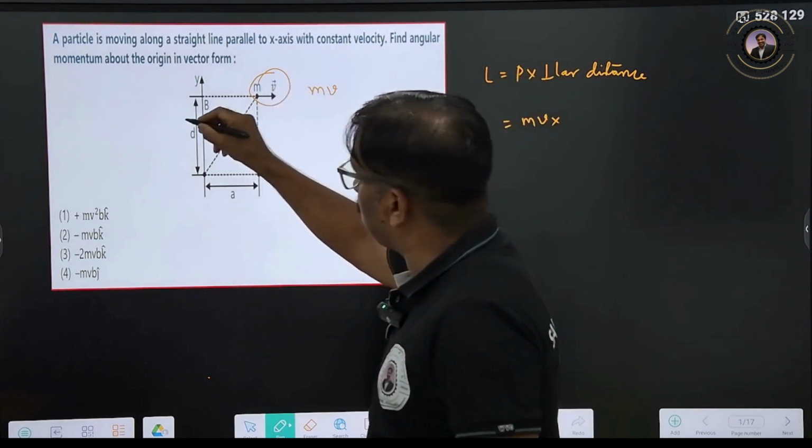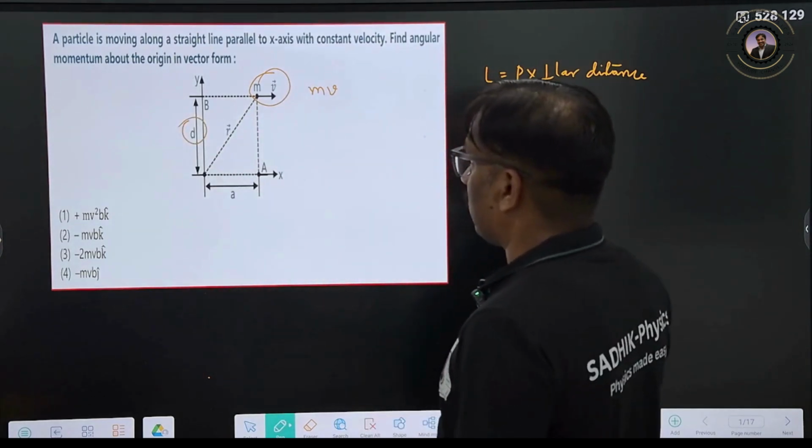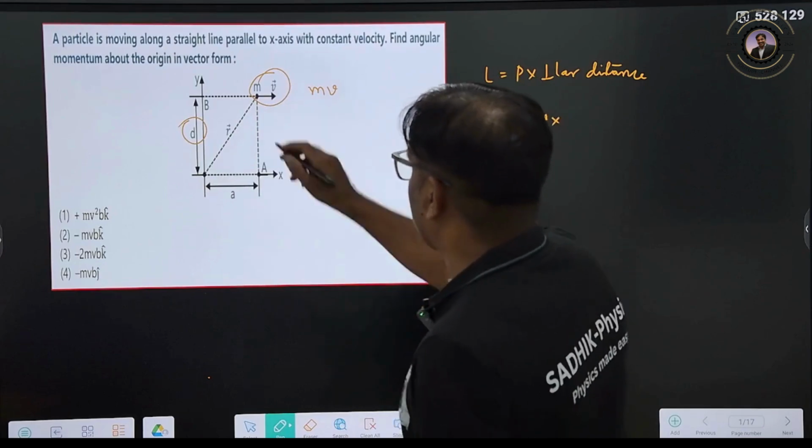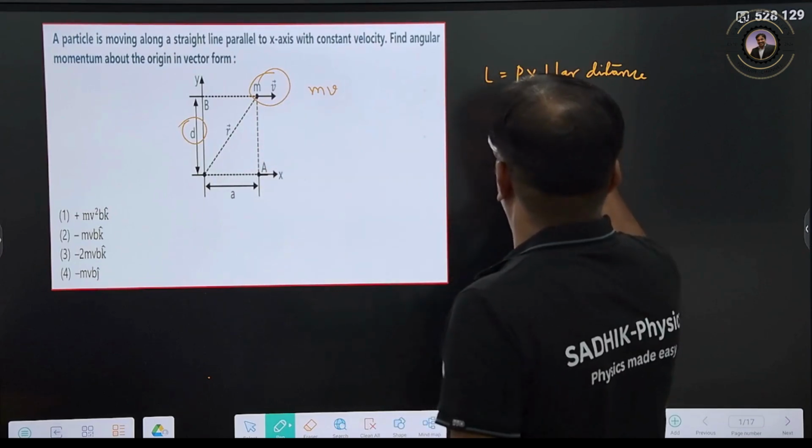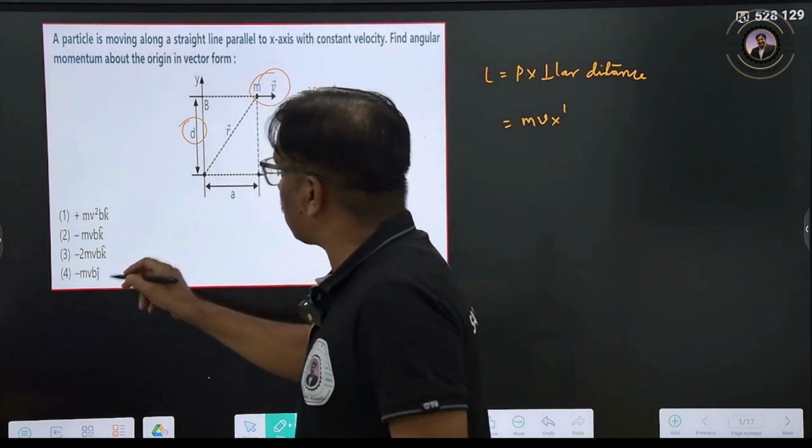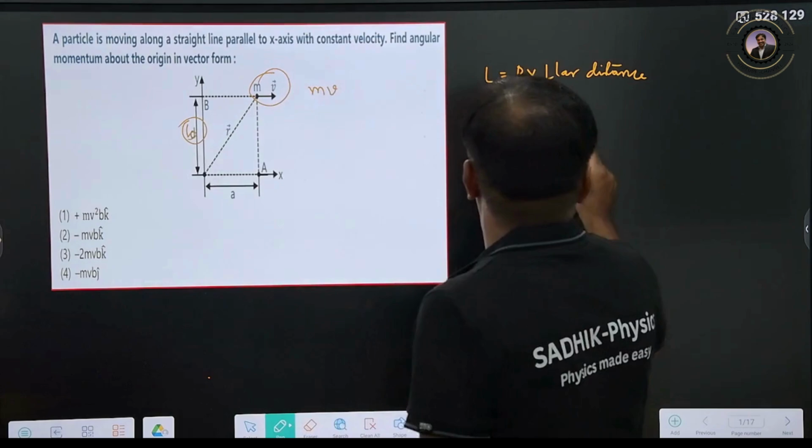How much is the perpendicular distance? This d will be the perpendicular distance here. So it is mv into d. In the options it is given as b, so this should be b.